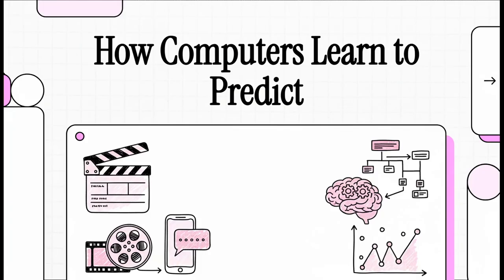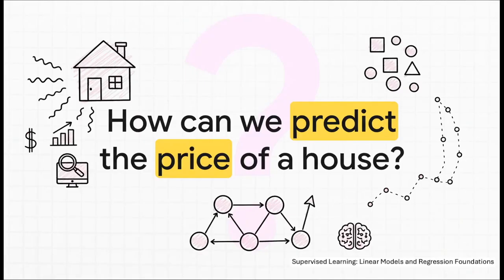You ever wonder how websites just know what movies you'll like? Or how your phone can finish your sentences? Well, that's not magic, it's machine learning. And today, we're going to pull back the curtain and see exactly how computers learn to make these incredibly smart predictions. Okay, so let's make this real with a super practical example.